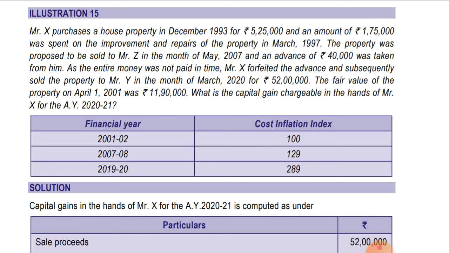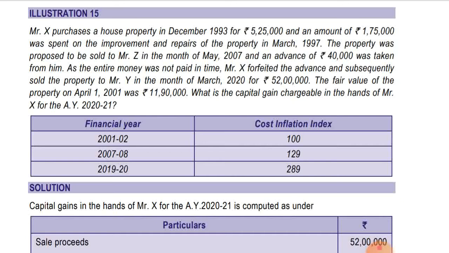The property was proposed to be sold to Mr. Z in the month of May 2007 and an advance of rupees 40,000 was taken from him. As the entire money was not paid in time, Mr. X forfeited the advance and subsequently sold the property to Mr. Y in the month of March 2020 for 52 lakhs. The fair value of the property on April 1, 2001 was 11,90,000. What is the capital gain chargeable in the hands of Mr. X for the assessment year 2021?